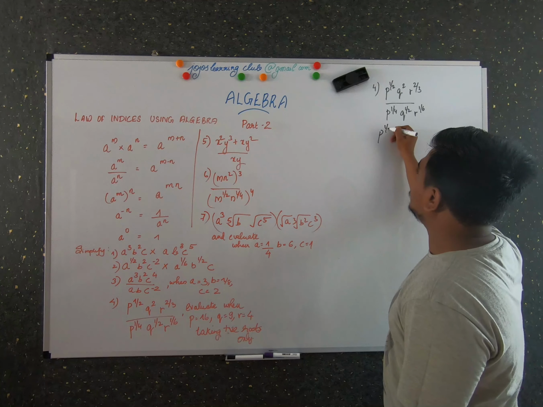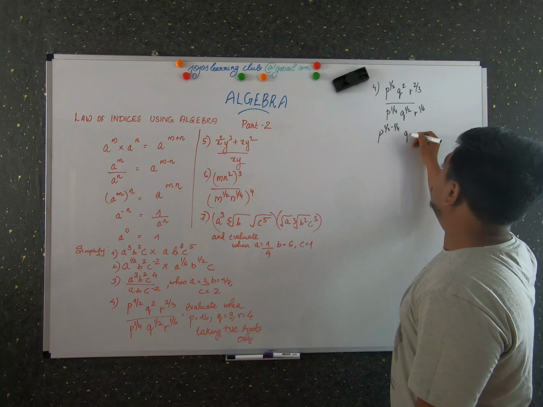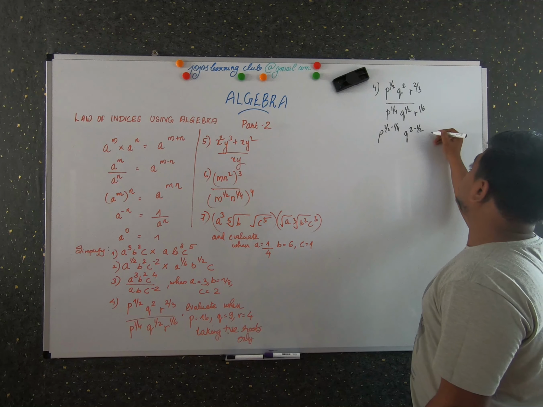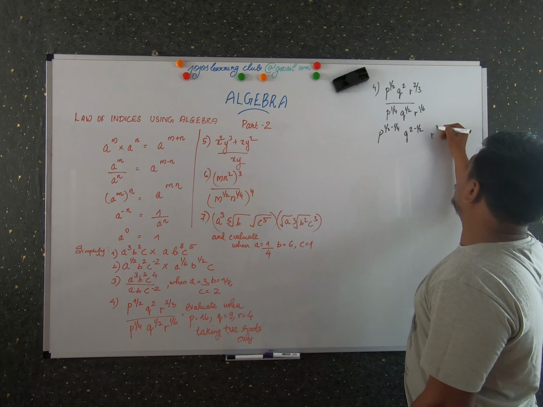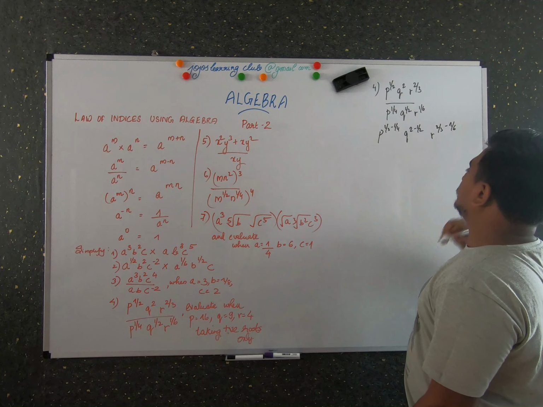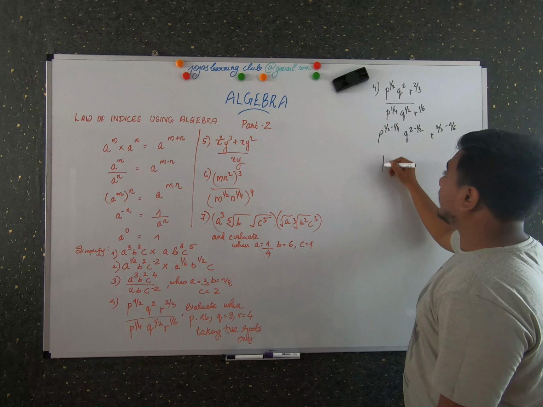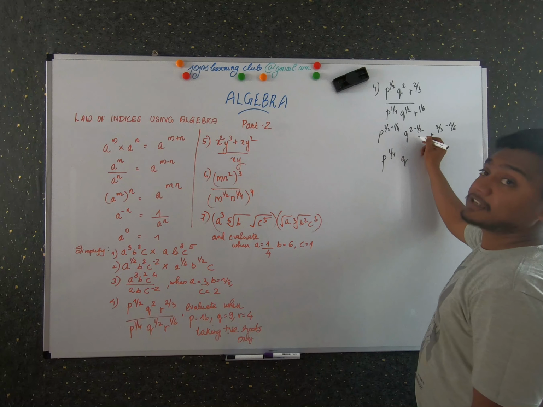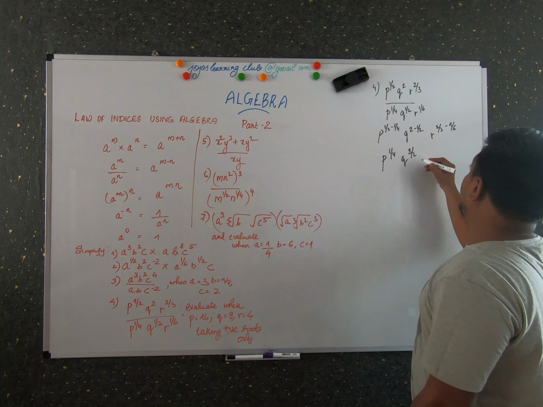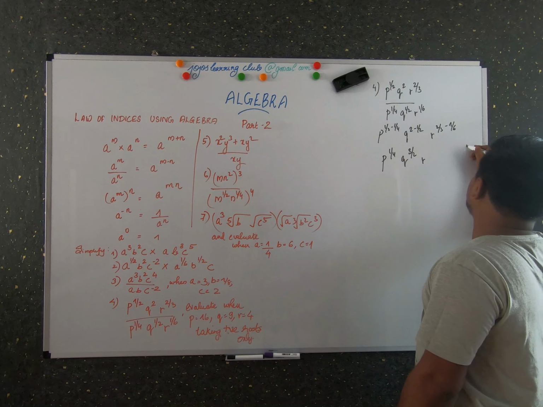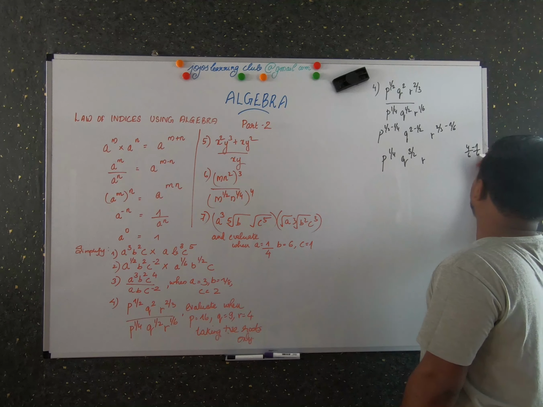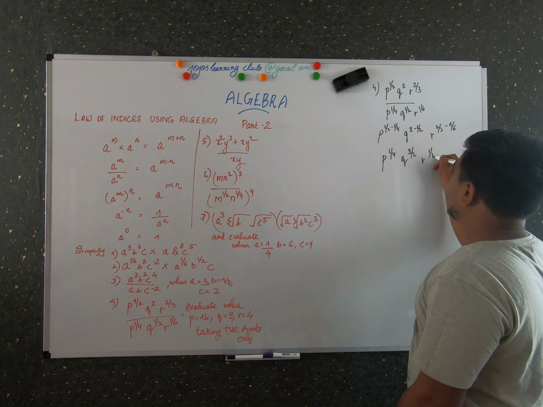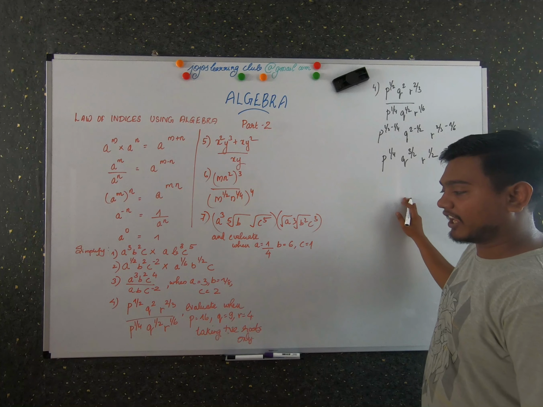So P raised to 1 by 2 minus 1 by 4. Again here Q raised to 2 minus 1 by 2, okay. Then here R raised to 2 by 3 minus 1 by 6. So let's simplify it. P raised to 1 by 2 minus 1 by 4 is 1 by 4. Again Q raised to 2 minus 1 by 2 is 3 by 2. Again R raised to 4 by 6 minus 1 by 6, which is 3 by 6, and it is 1 by 2. So R raised to 1 by 2. So this is the final simplification.